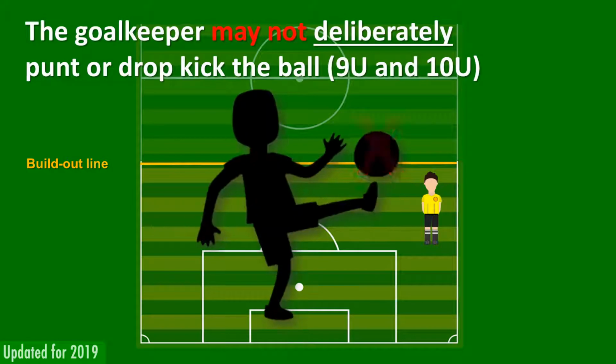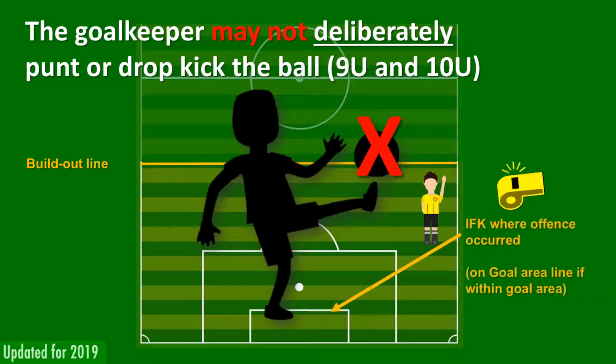As part of the US Soccer Player Development Initiative, goalkeepers in 9U and 10U divisions may not deliberately punt or drop kick the ball from their possession. If the goalkeeper deliberately drop kicks or punts the ball, an indirect free kick should be awarded to the opponents at the spot of the offense. If the offense occurred within the goal area, the indirect free kick should be taken on the goal area line, parallel to the goal line, at the point nearest to where the offense occurred.